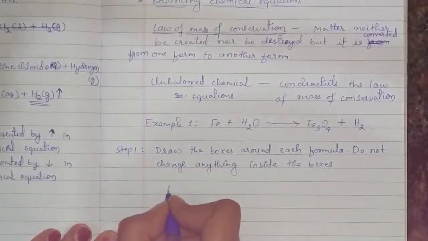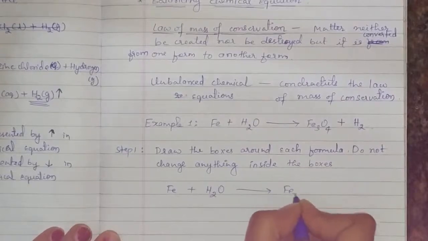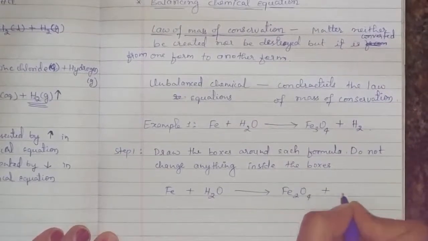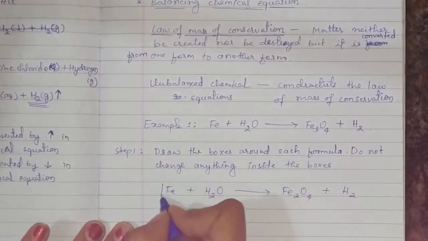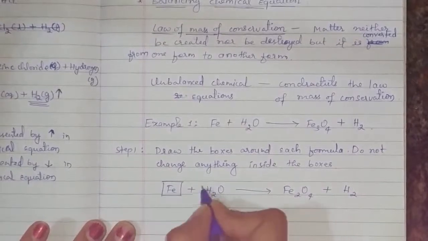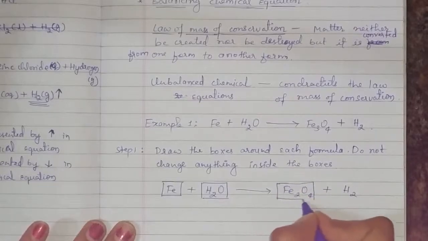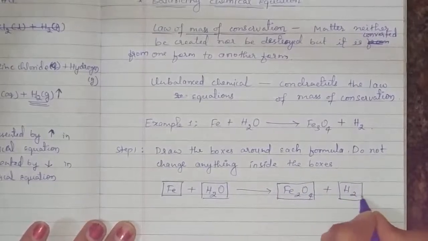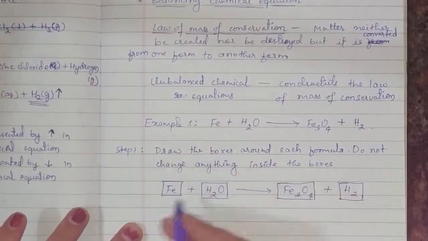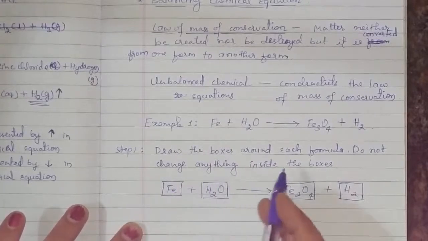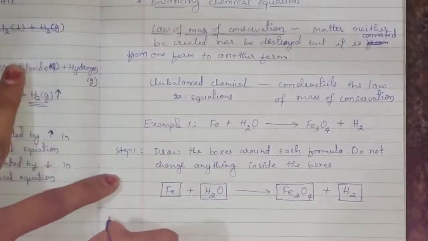Iron reacts with the water, it gives iron oxide and hydrogen gas. In step 1 we have to draw the boxes around each chemical formula in the equation and do not write or change anything inside the boxes. First we have to put the boxes around each chemical formula in this equation. Next, step 2.